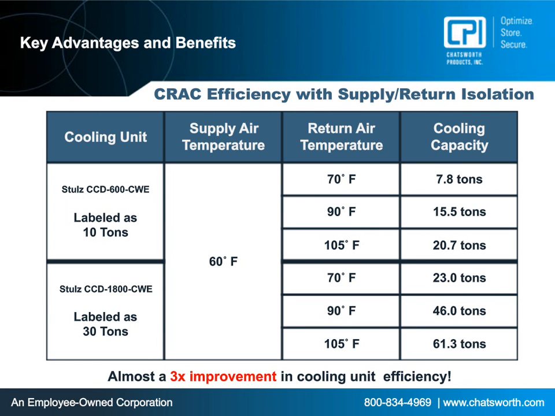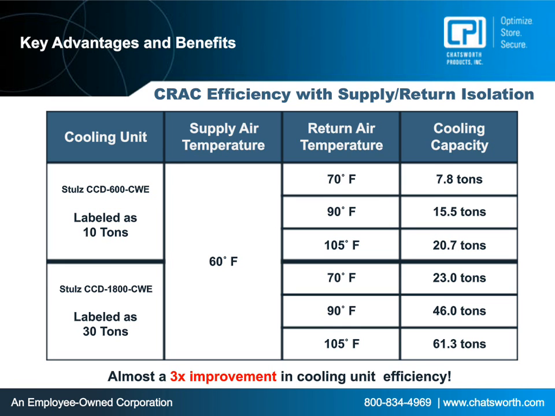And when we raise that to their optimum level, in this next slide, you can see, I've got a 10-ton labeled CRAC unit. I'm supplying 60-degree air. I return 70-degree air. I get 7.8 tons out of that CRAC unit. I didn't even get what I paid for. So the customer wasn't even getting what they paid for because they only had a 10-degree difference here. They only had a 2-degree difference. So they weren't even getting anywhere close to what they were paying for.